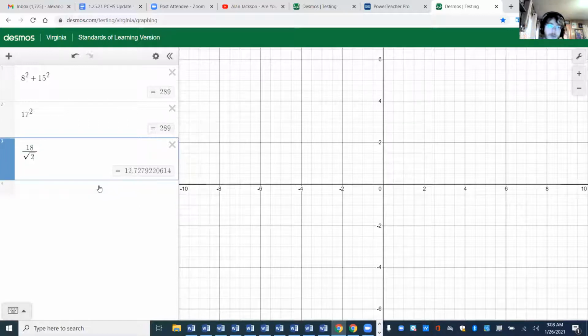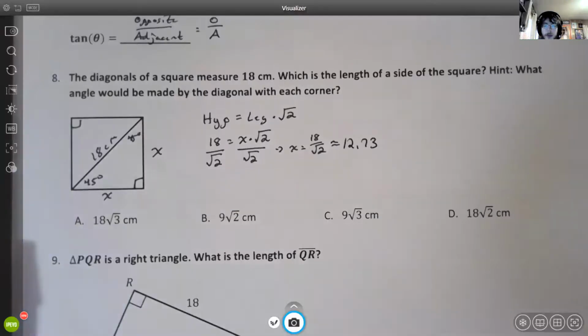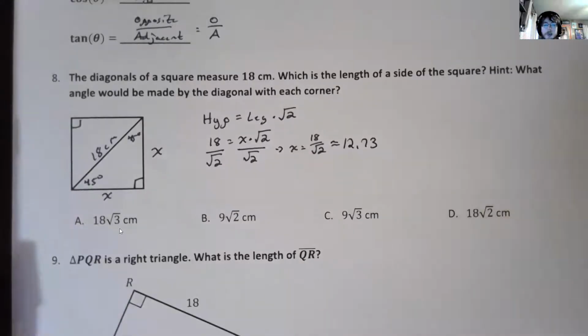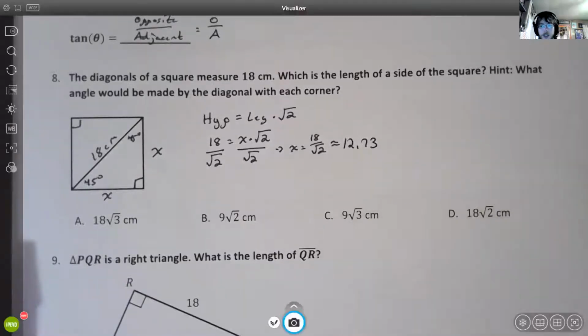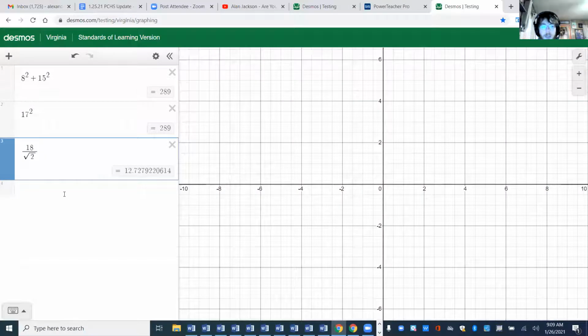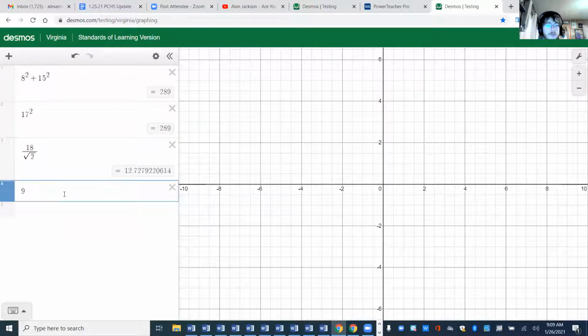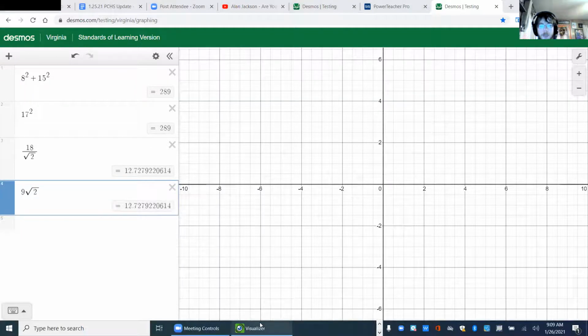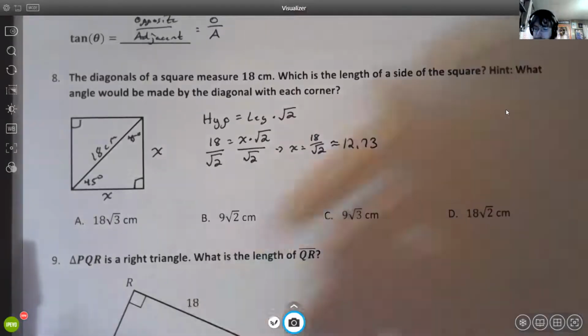decimal, okay? So what you need to do in those cases, if you choose to use that method, you need to plug in each one of these to see which one matches up. And I'll spare you some trouble here. B is going to be the one that matches up. If you type in 9 square root of 2, you get the exact same decimal. So in this case, our answer would be B.